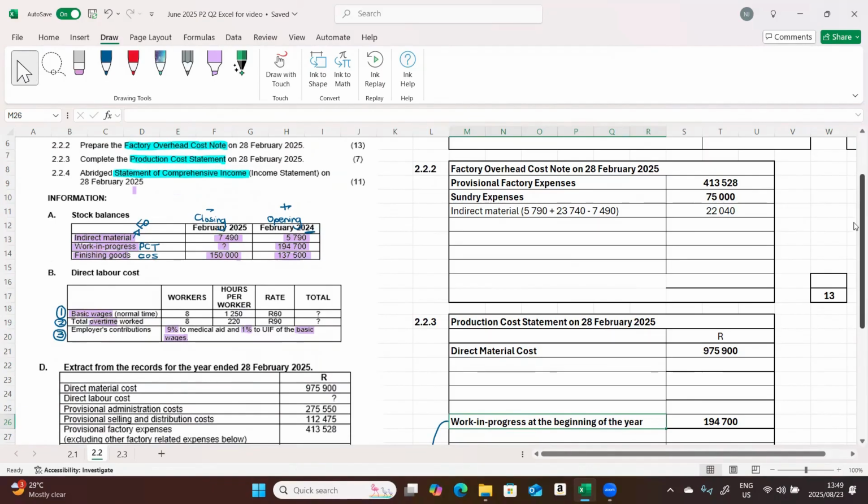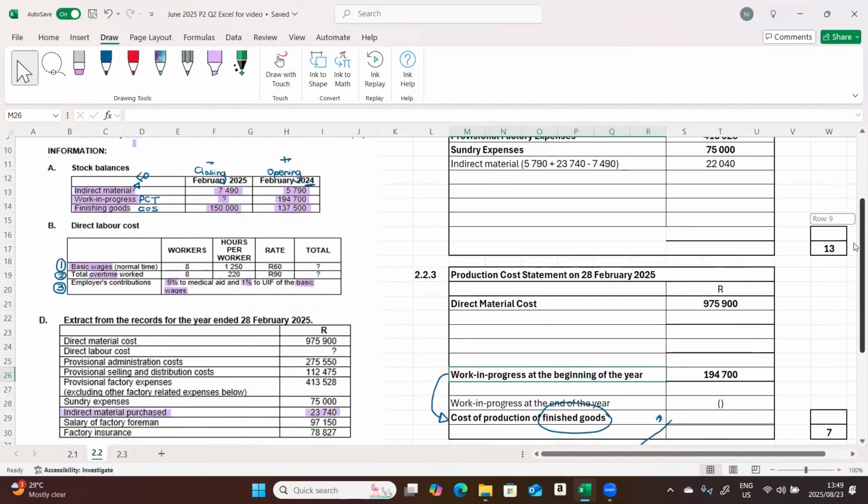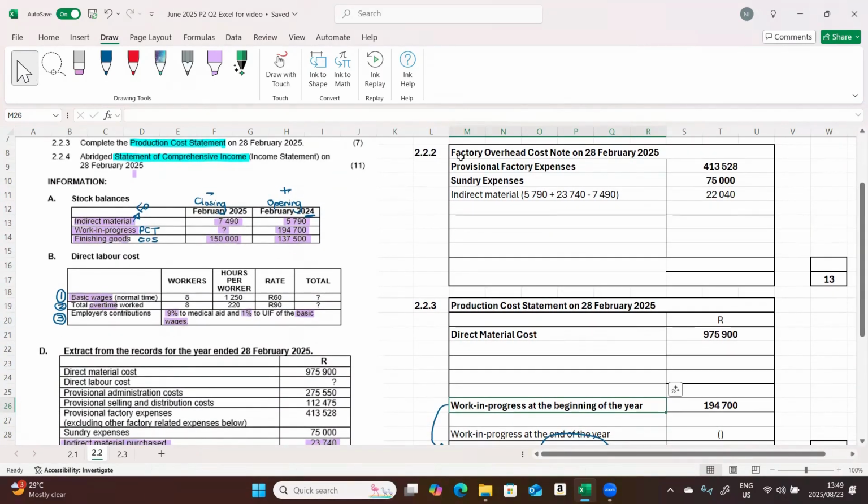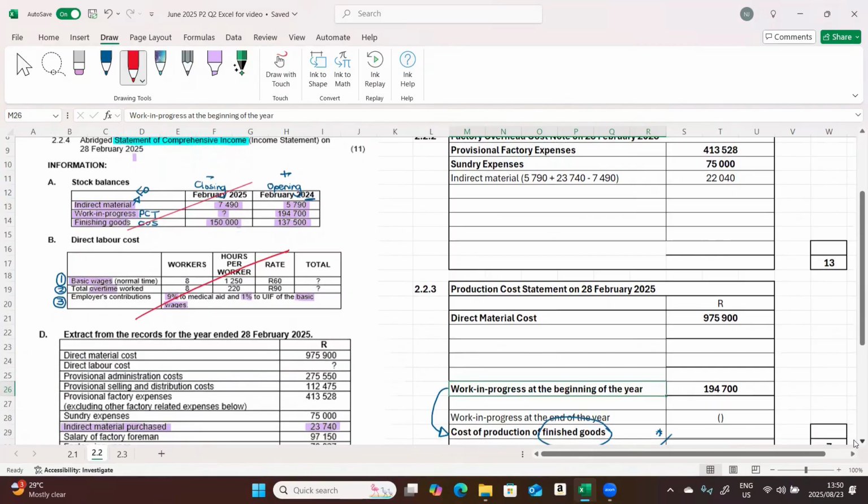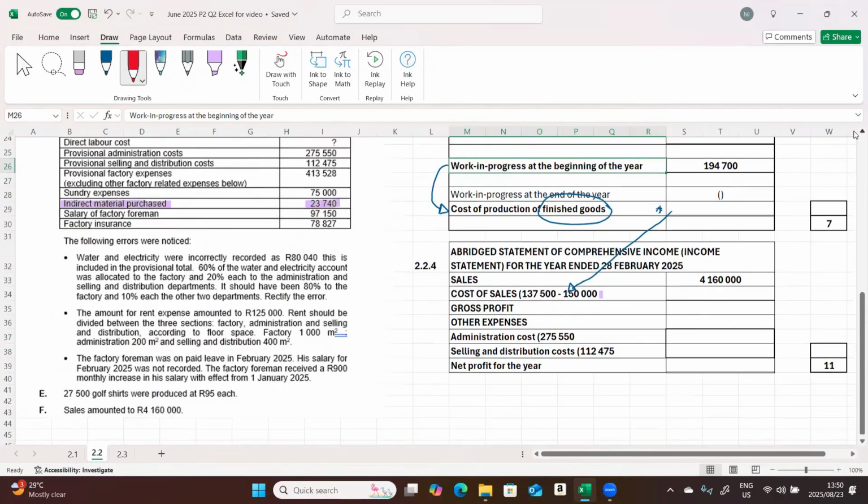So, factory overhead cost note. Once again, please remember that for us to do 2.2.2, we have to know that factory overhead is all costs incurred that relate to the factory, which are not direct material and direct labor. All right, so now we are done with information A, guys. We are done with information B. We can now move on to the rest of our information.